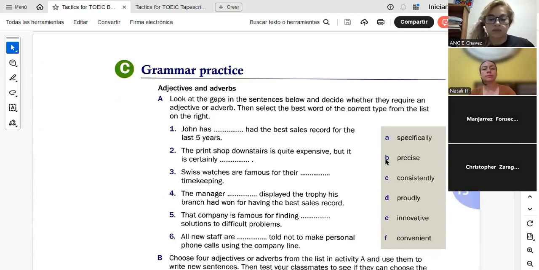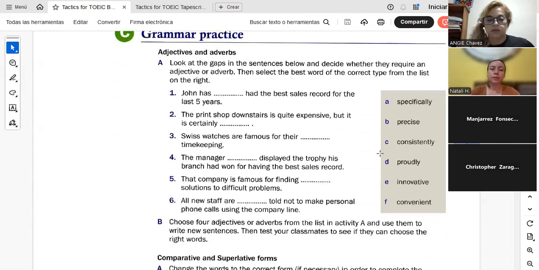Okay, finally, let's do some grammar practice of adjectives, comparatives and superlatives, right? So look at the gaps we have here. And here we have some options, of course. Decide whether they require an adjective or an adverb and select the best word from the correct type on the list from A to F. What would you say in that case?